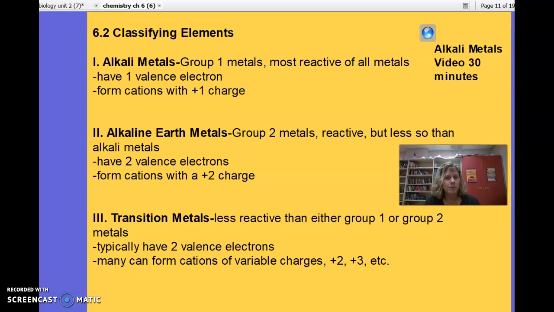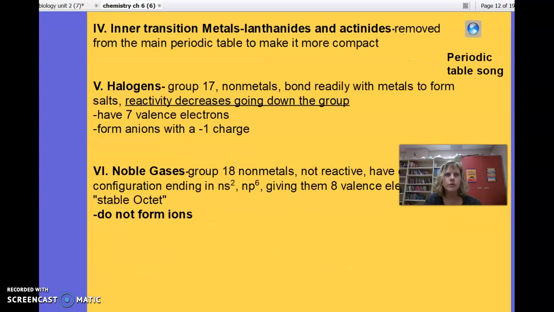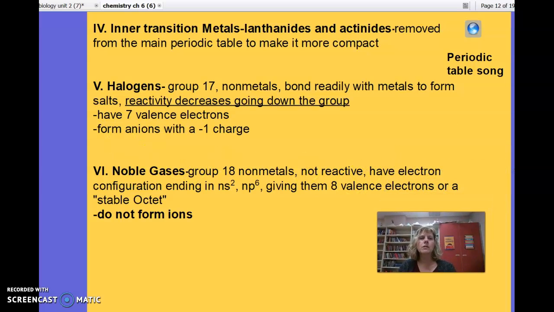I don't have a board to write on, so I'm just gonna go through the main topics and how far I want you to be in the actual notes. I know we talked about alkali metals, alkaline earth metals, and transition metals. I do not think we talked about these yet, at least not in both sections of chemistry. So, inner transition metals.